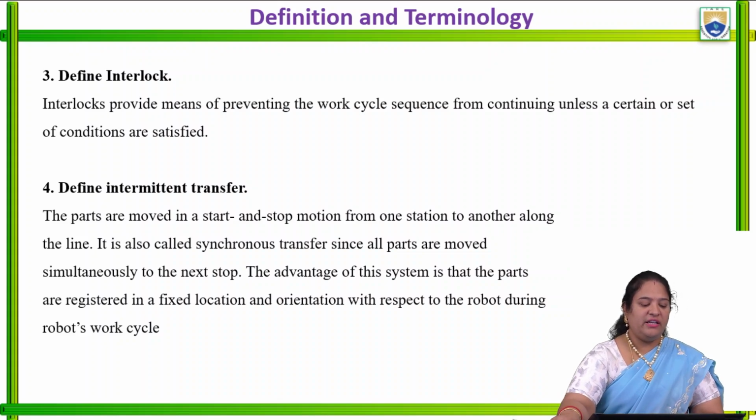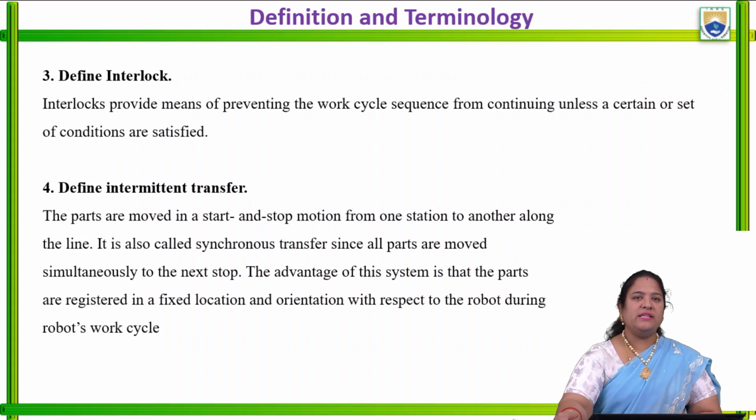Next, define interlock. Interlock is used to prevent the work cycle sequence from continuing unless a certain condition or set of conditions is satisfied. Clear? The interlock provides the means of preventing the work cycle sequence from continuing unless a certain set of conditions is satisfied.